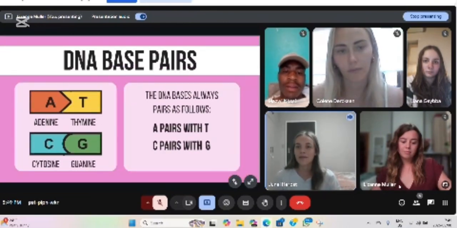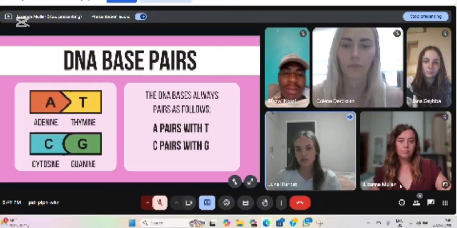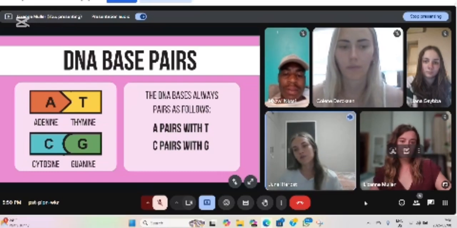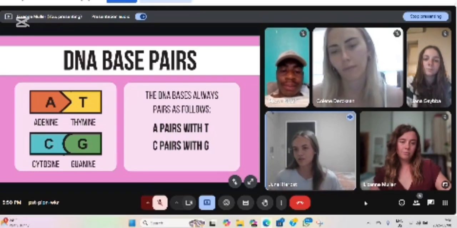Next, we have the DNA base pairs. So DNA bases always pair as follows. There are no exceptions. Adenine pairs with thymine and cytosine pairs with guanine. You can remember it: the A and the T make AT, and the C and the G pair together because the letters look the same.